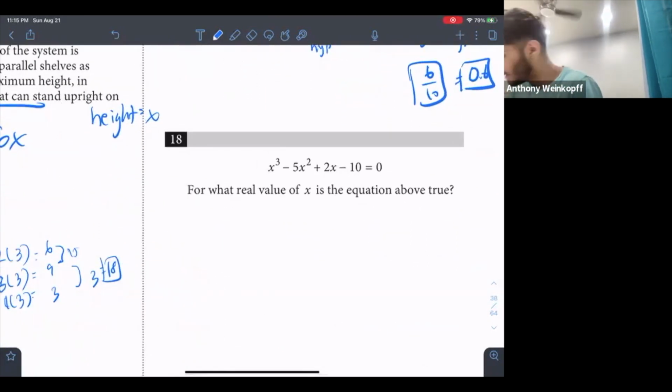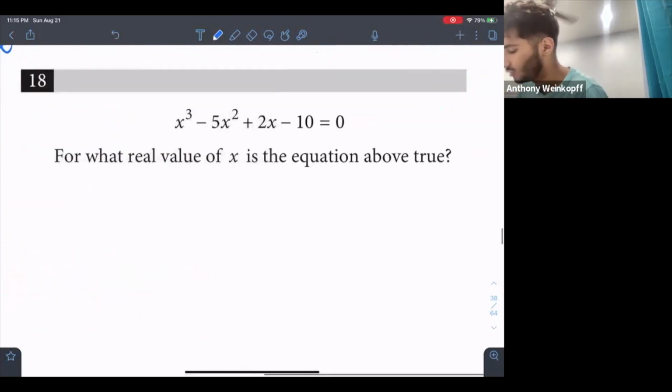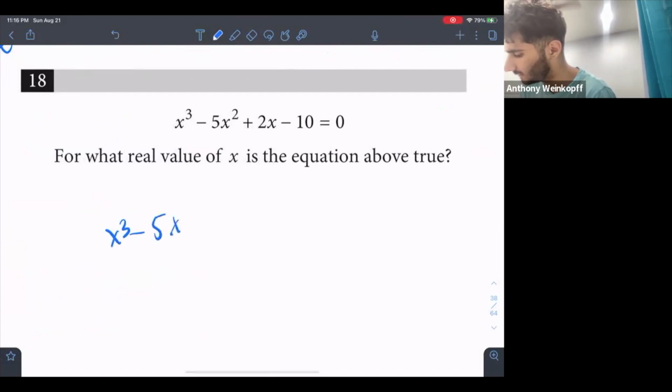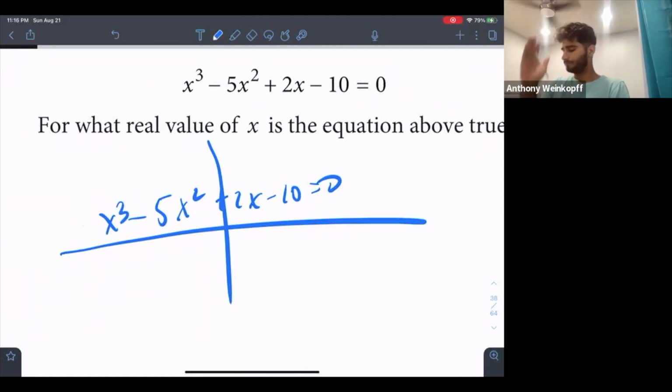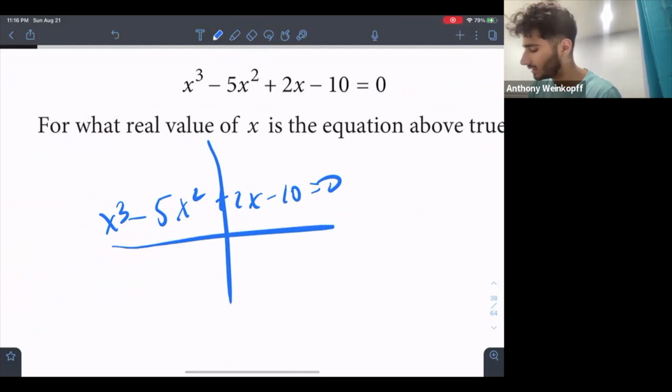18. For what real value of x is the equation above true? So this would be a grouping question. So you have x cubed minus 5x squared plus 2x minus 10 is equal to 0. Split it down the middle. Then you would take out the common factor.